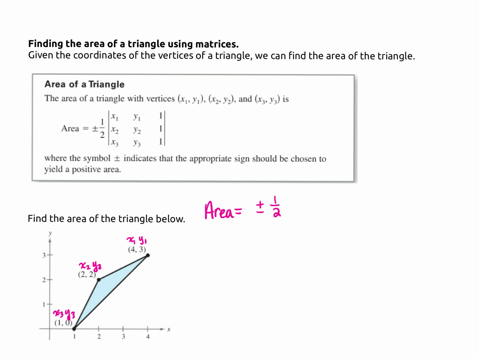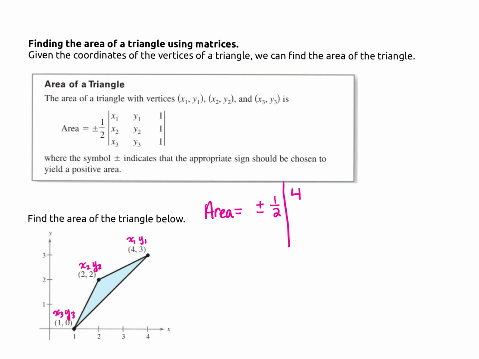Notice that there's a plus or minus in front of it, and that's because we know that area needs to be positive. So whatever we get, if we get a negative number for our determinant, we're going to multiply it by -1/2 because our final result needs to be positive. The determinant does not know that it's finding the area, so it's going to possibly give you a negative answer. So let's go ahead and put in our points.